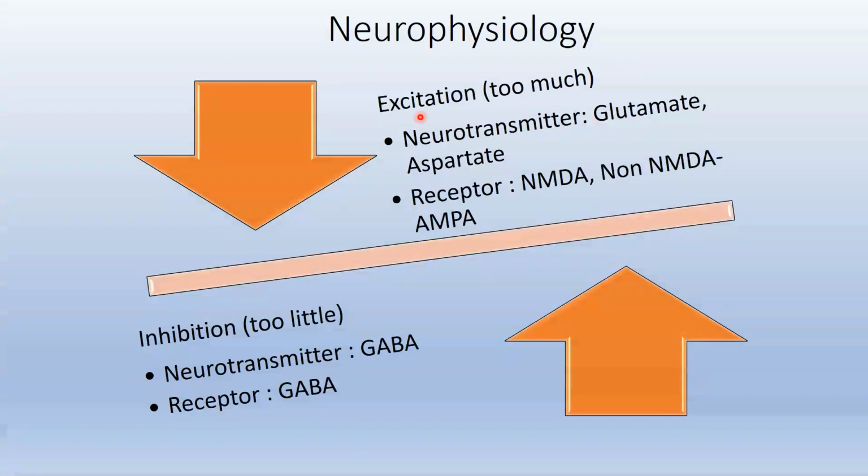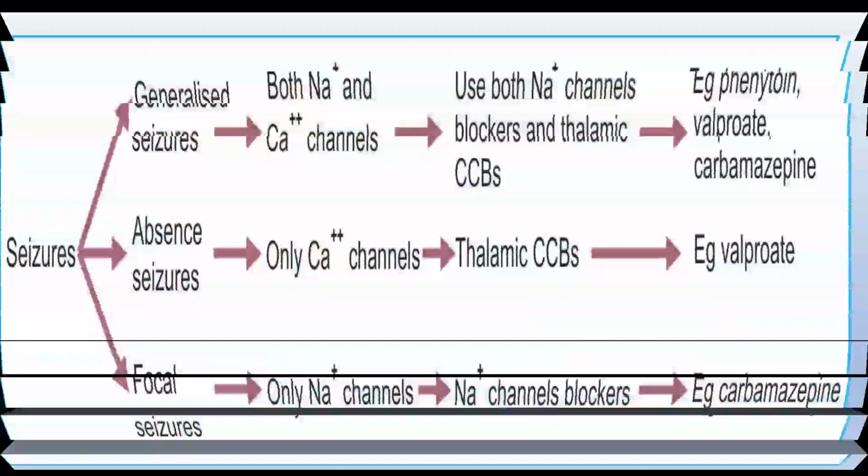And what is the neurophysiology of epilepsy? Usually, either there is too much excitation or too little inhibition. The excitatory neurotransmitters include glutamate, and the receptors on which they act are NMDA receptors, whereas the inhibitory neurotransmitter is GABA, and the receptors on which it acts are also termed GABA.